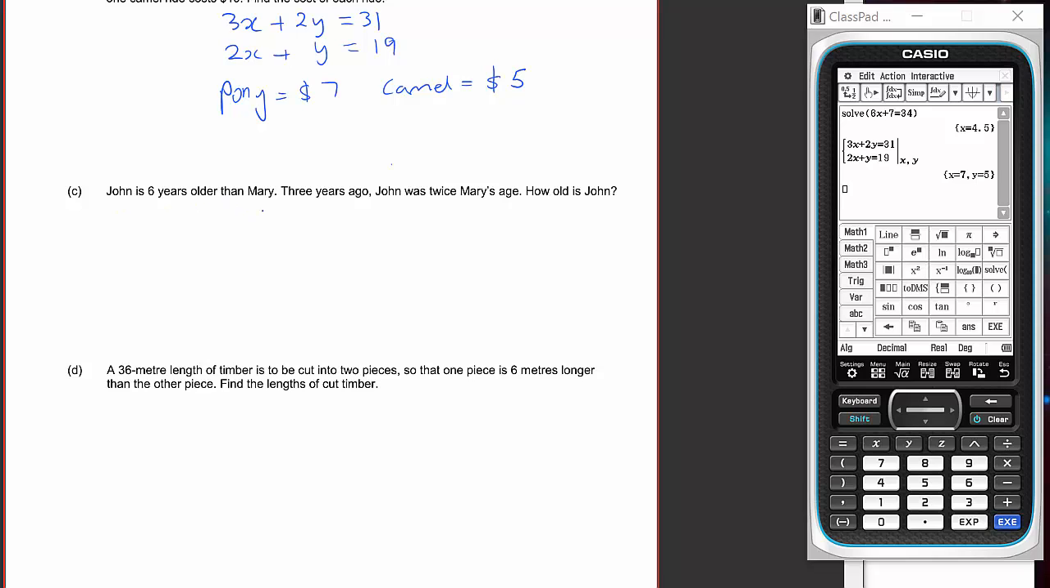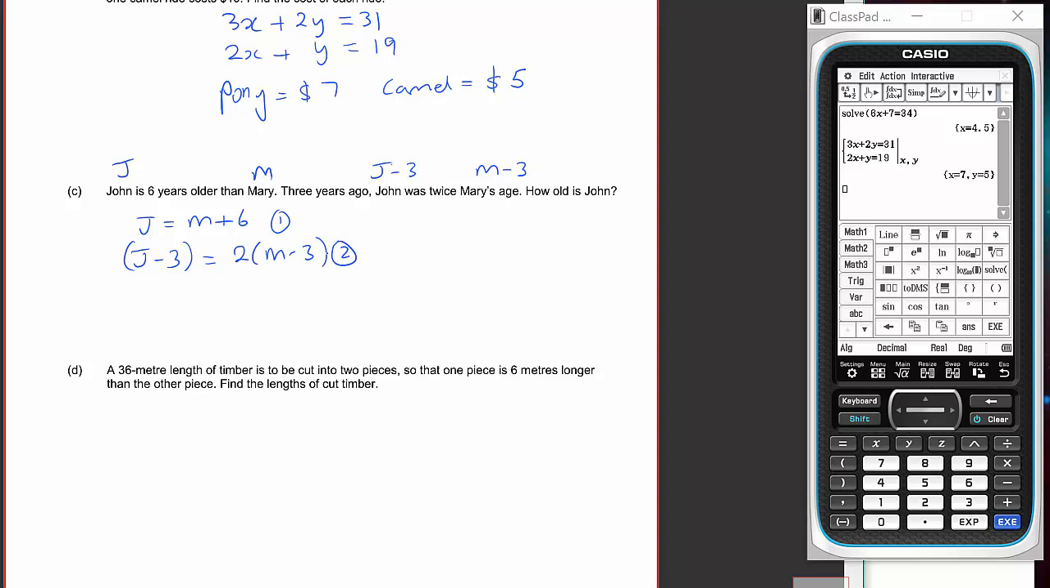John is 6 years older than Mary. So if we say that his age is J and hers is M, then we can say that J is equal to M plus 6. 3 years ago, John was twice Mary's age. Well, 3 years ago, he was J minus 3, and she was M minus 3. So we can say that J minus 3 was twice M minus 3.